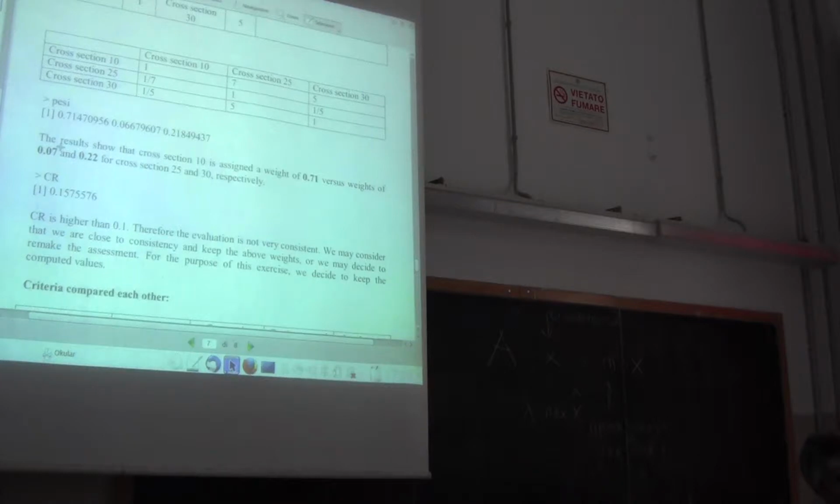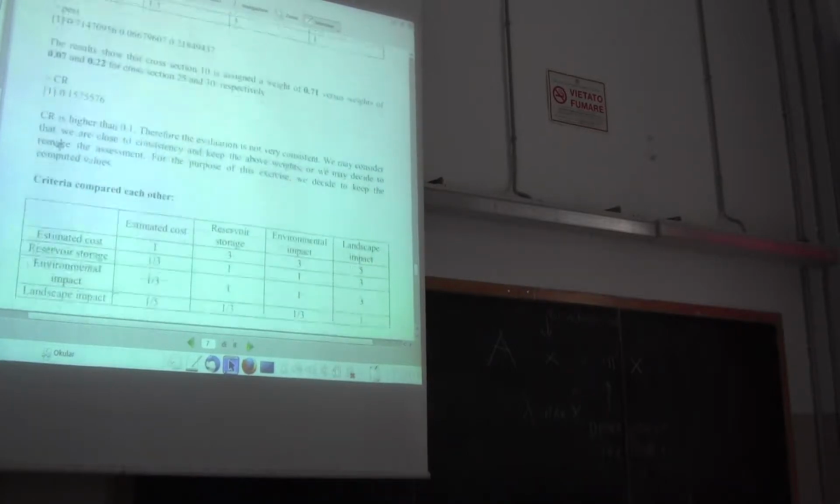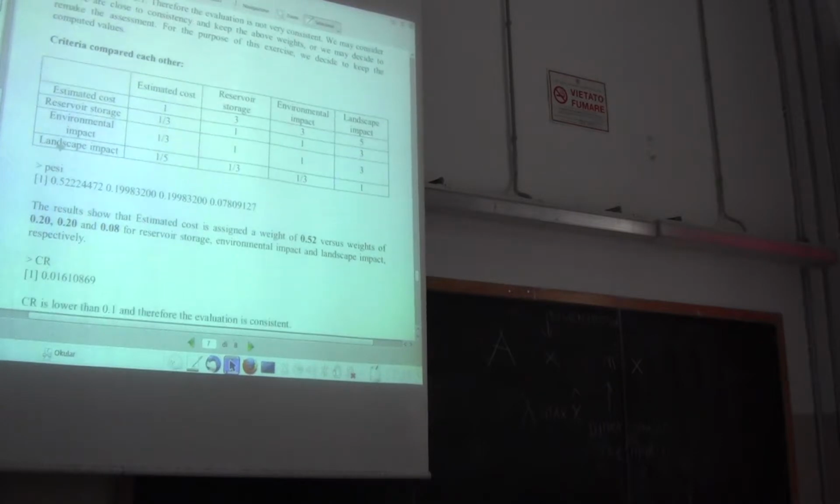We did more, because we gave weights. So it's not just a ranking that we obtained, it's a numerical value for weights. But now we have to put them together. So criteria compared to each other. So this is my proposed matrix.